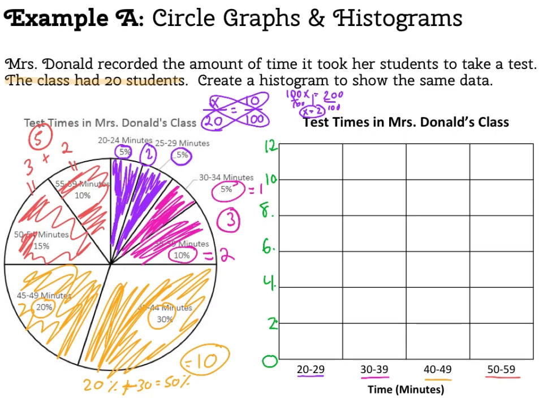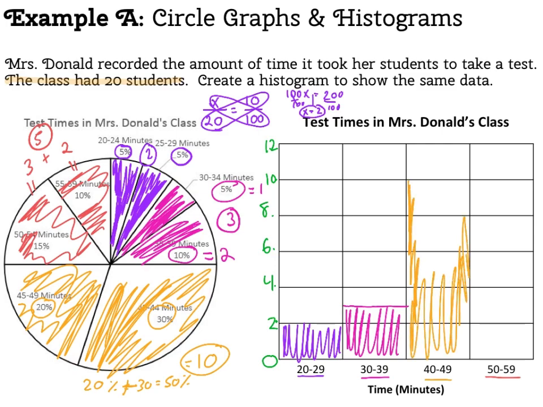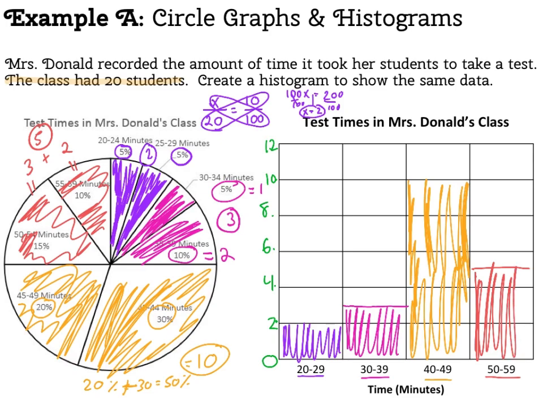So 20 to 29, we said there were 2 people. 30 to 39, we said there were 3 people, so that's going to be halfway between the 2 and the 4. 40 to 49, we said that there would be 10 people, so we have to shade all the way up to 10. And then 50 to 59 people, we said that there's going to be 5 people, so again, that's going to be halfway between 6 and 4. And if we've done that correctly, we now have a histogram that matches our circle graph.